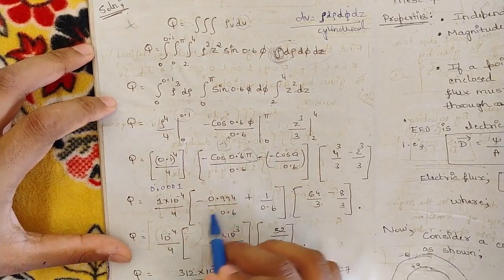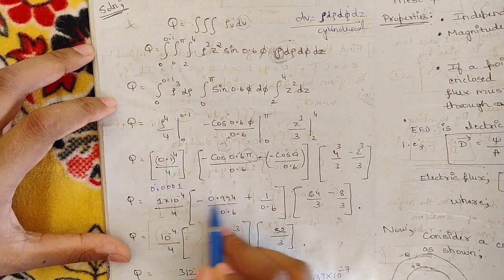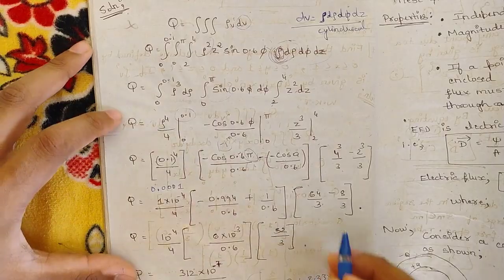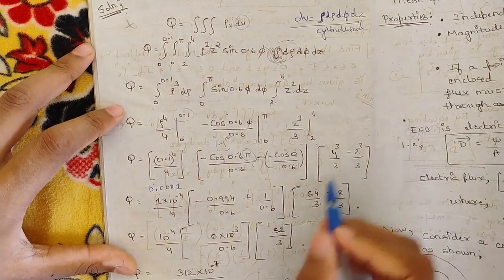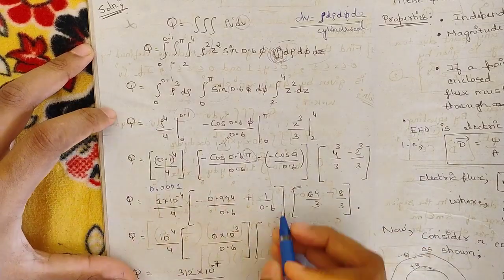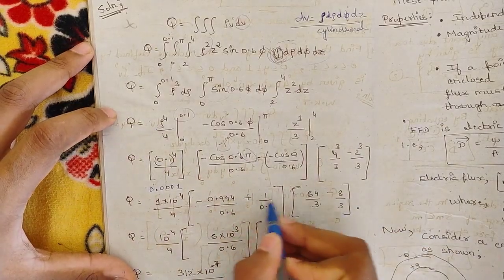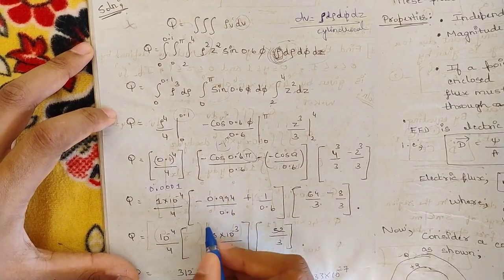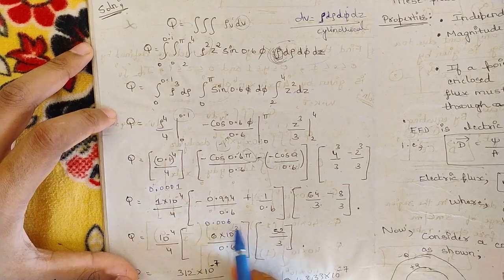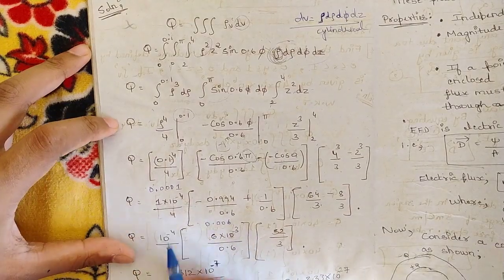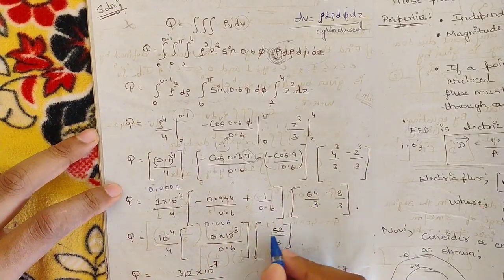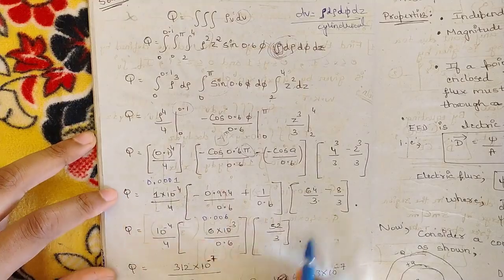If you put it in the calculator, you would get minus 0.994 divided by 0.6 plus 1 divided by 0.6. Here 4 cube is 64 divided by 3, and 2 cube is 8 by 3. The denominators are common, and 1 minus 0.994 gives 0.006, or 6 into 10 to the power minus 3. So we have 10 to the power minus 4 by 4 divided by 0.6, and 64 minus 8 is 52 by 3.